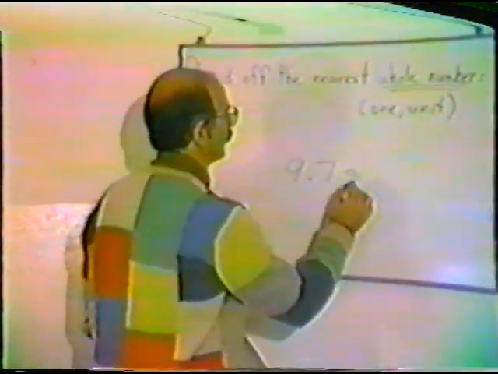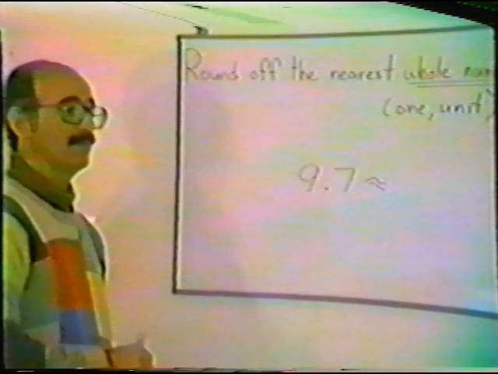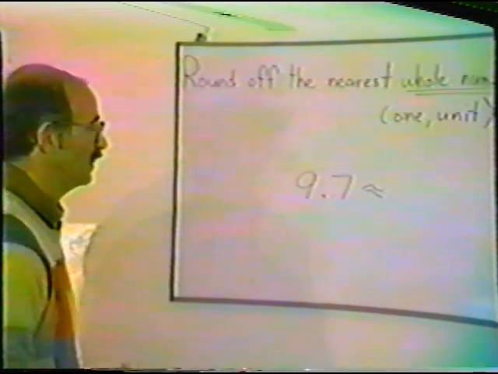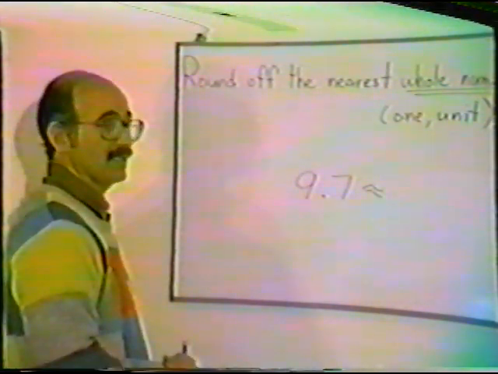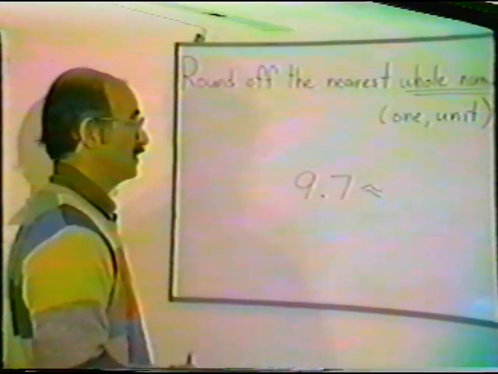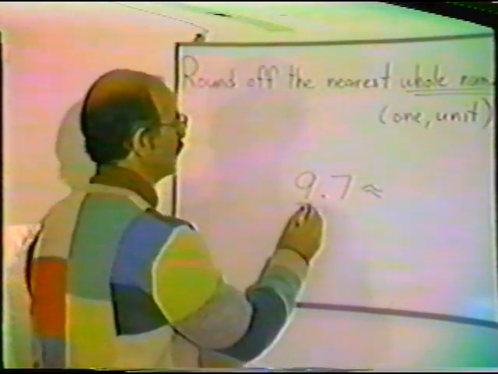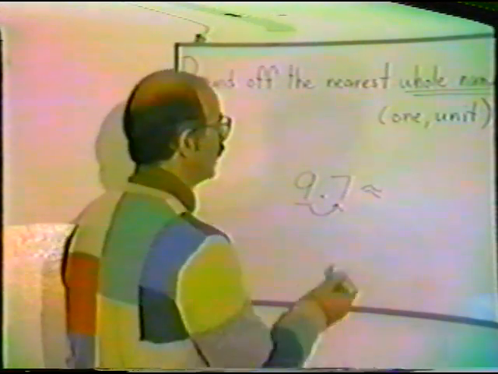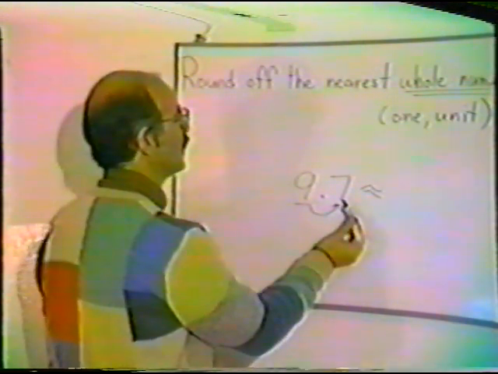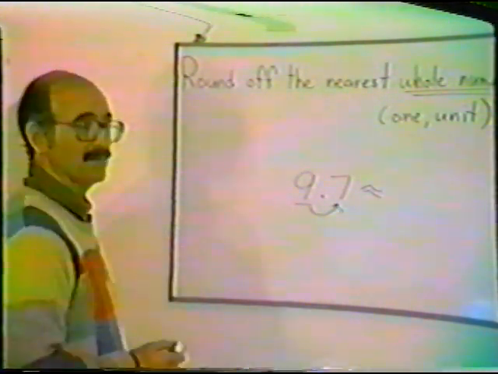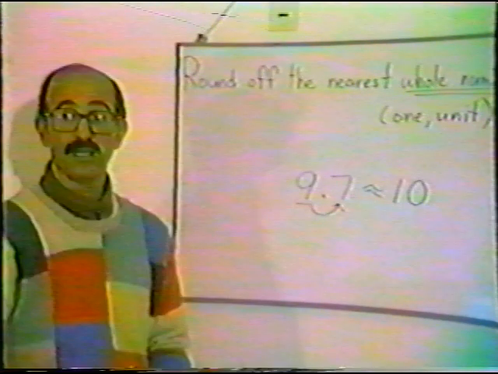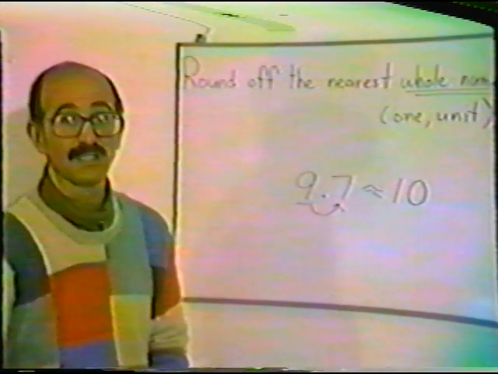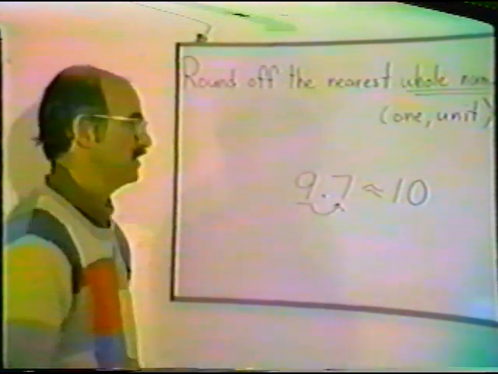9.7. Please read me that number. 9 and 7/10. What number is in the ones place? We underline it. We point to the number just to the right of it. The 7 tells us that the 9 becomes 10. The nearest whole number is 10.